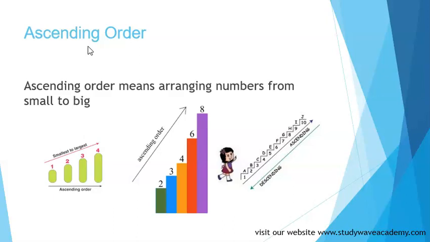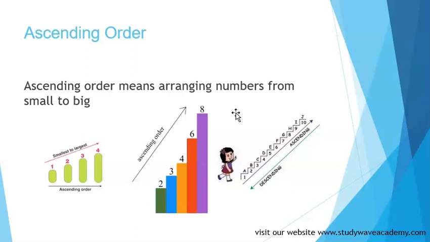Okay, we have here a picture of 1 to 4. It means arranging numbers from small to big, from 1, 2, 3, 4. It goes up. Ascending order means going up. So arranging numbers from small to big. It's like climbing a step from down to up. Ascending order means going up.